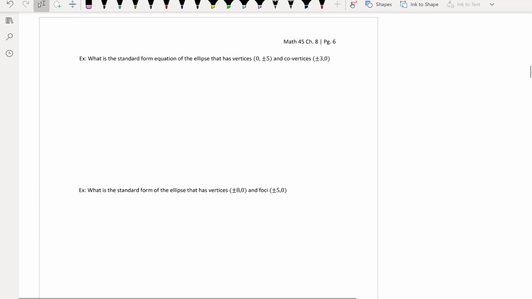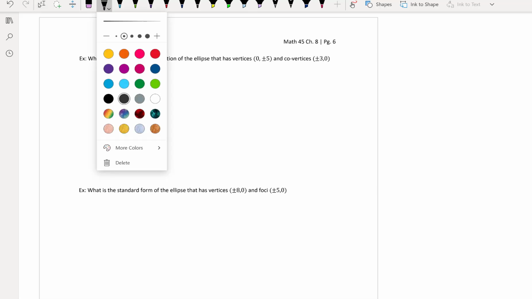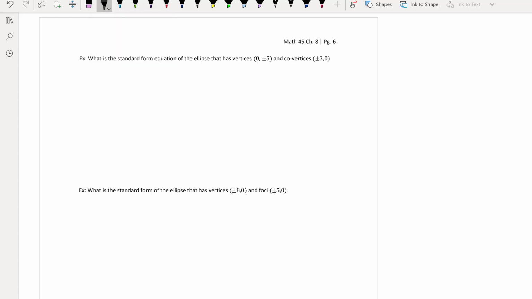Well, let's look at this first example. It says, what is the standard form equation of the ellipse that has vertices 0 plus or minus 5 and covertices plus or minus 3, comma, 0? Okay, so let's think about this for a minute. I have my vertices as 0 plus or minus 5.